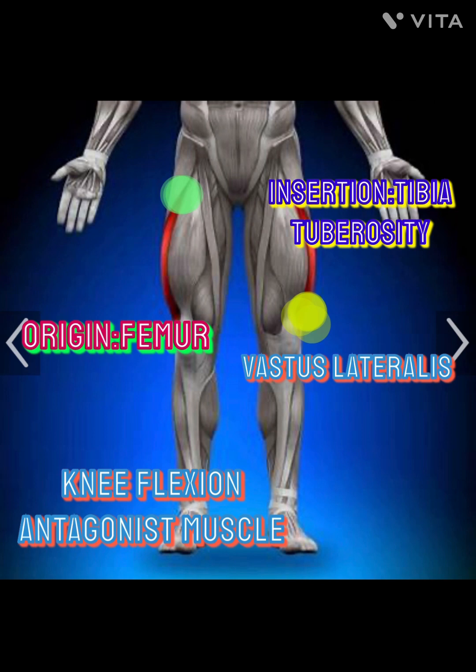For my next example, I've got the antagonist muscle for knee flexion. We're looking at the vastus lateralis, which inserts on the tibial tuberosity and originates on the femur bone.